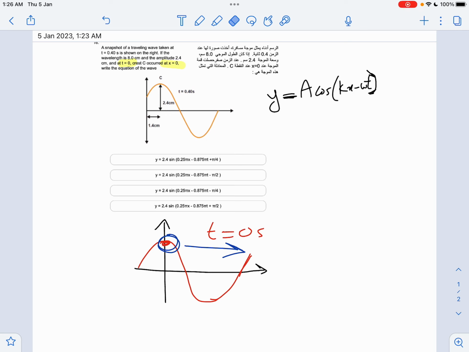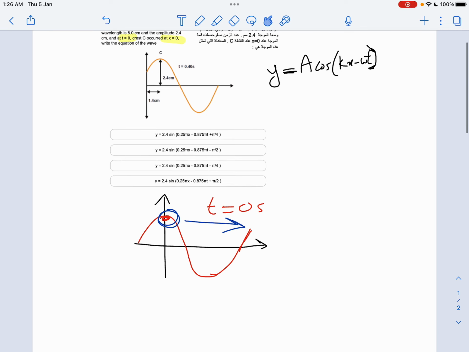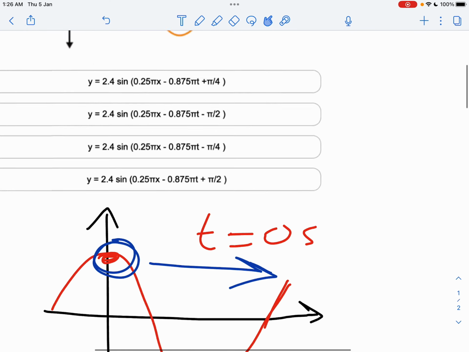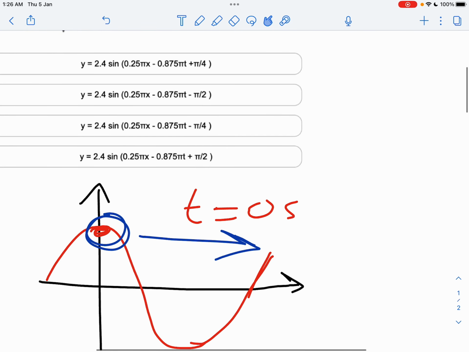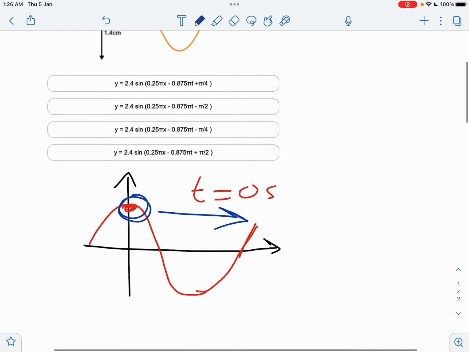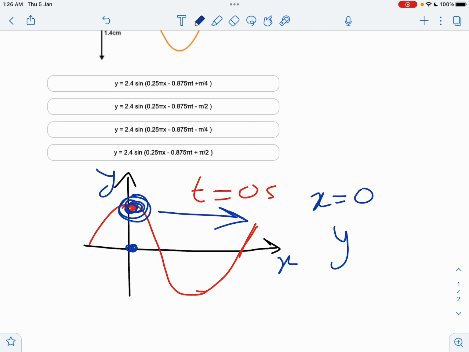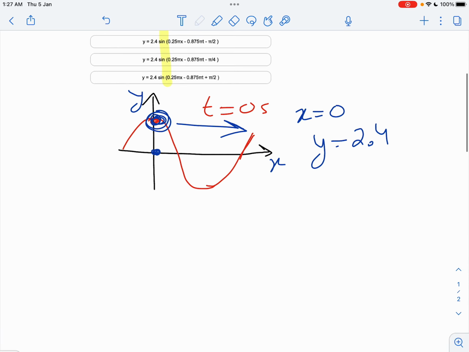Now, to know which of those is correct, you can simply substitute the values of x and t and see what y should be. So, from the given, when x is 0 and time equals 0, y, this is y and this is x, y should be the peak, which is 2.4. So if we substitute, all of them are sine functions, by the way. So this means y should be 2.4.